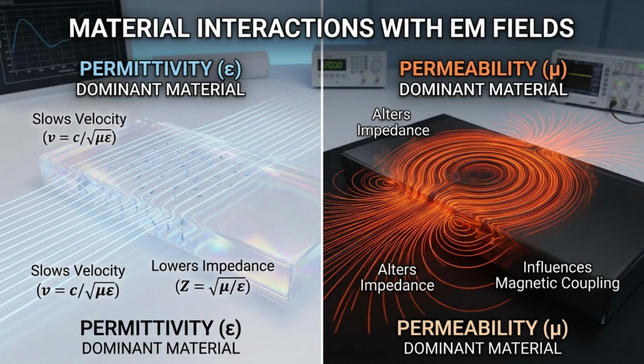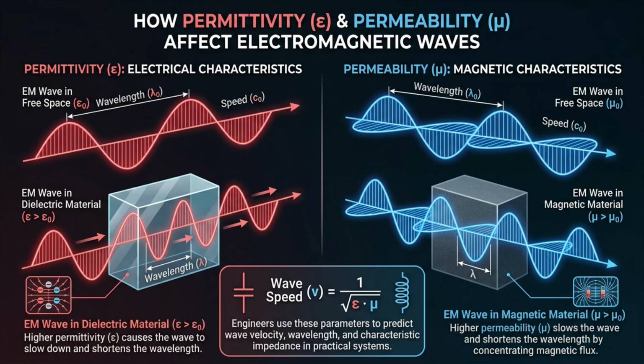Engineers quickly discover that different materials interact with electromagnetic fields in different ways. Some materials allow electric fields to develop easily, while others strongly influence magnetic fields. These differences directly affect wave speed, energy storage, impedance, and signal propagation. To predict how electromagnetic waves behave in practical systems, engineers need parameters that describe a material's electrical and magnetic characteristics. These parameters are known as permittivity and permeability.